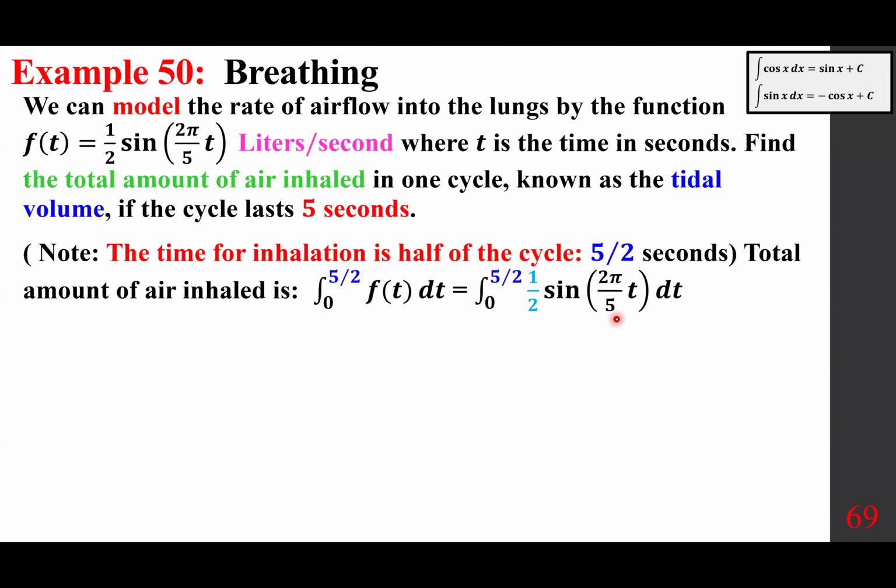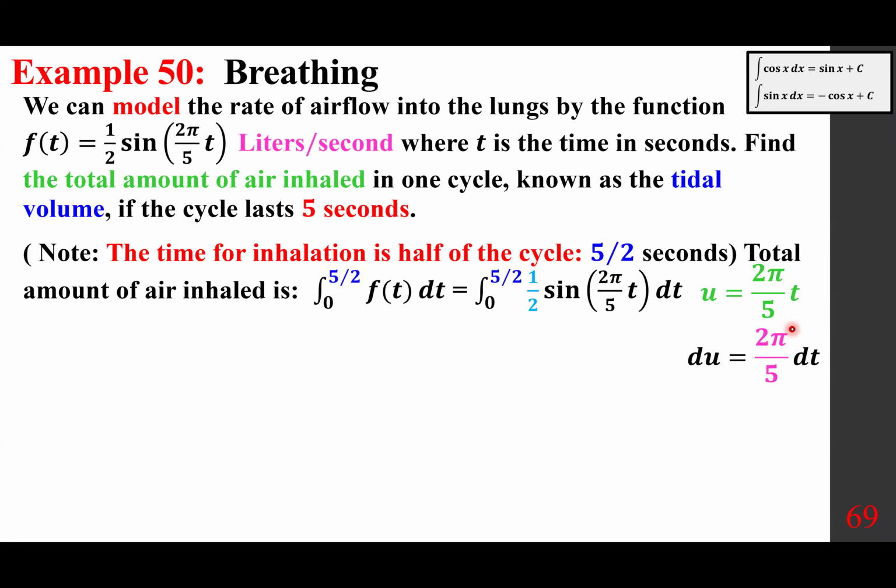So we are going to integrate from 0 to 5 halves, half of sine of 2 pi over 5 t dt. It's fairly simple. U substitution. You're dealing with a sine function, so you let u be this piece. U is 2 pi over 5 times t. If I differentiate it, I get 2 pi over 5. Therefore, du is 2 pi over 5 dt.